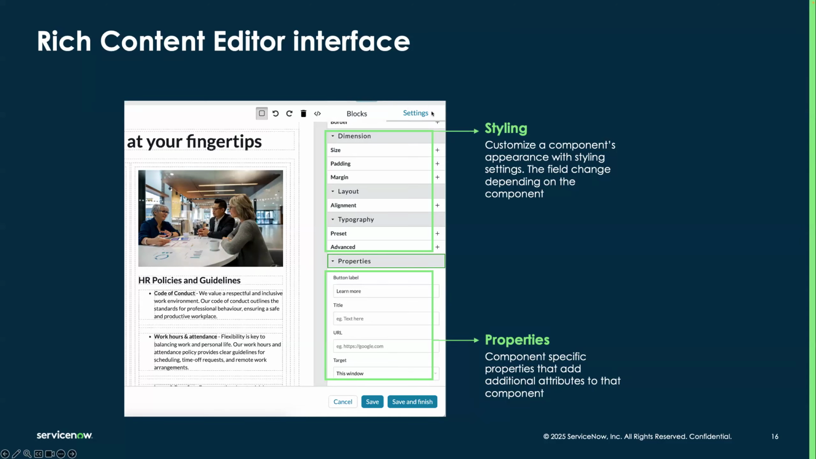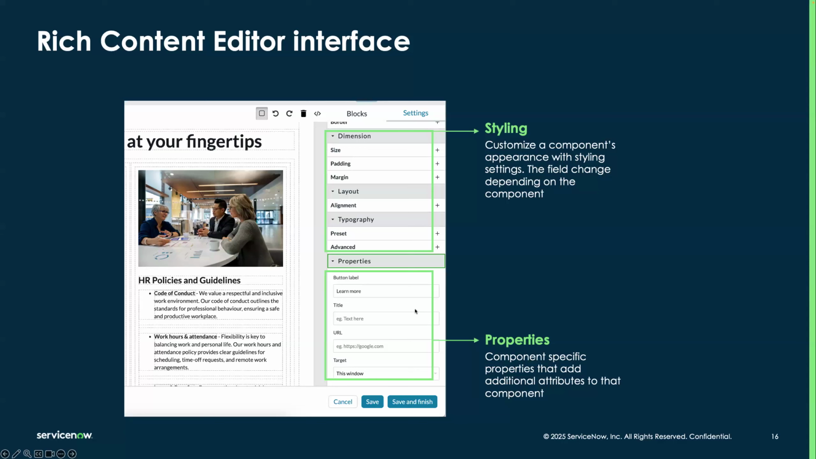If you move on to the settings tab on the same panel, you would see first the styling component. Whenever you pick any particular component, such as this text component or this image component, if I click on it, I can customize that component's look and feel by changing the styling options here. I can reduce or increase the size of that element, add padding, add borders, and define the typography, the font size, font color, and everything.